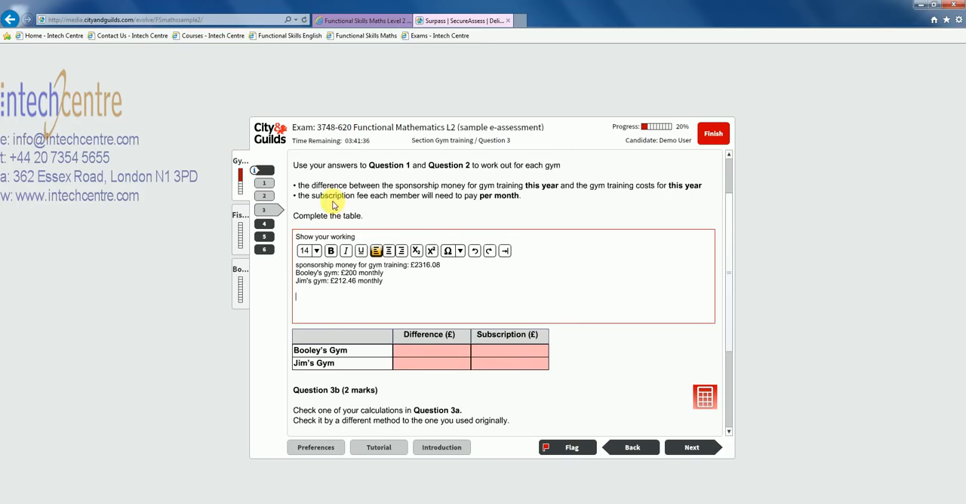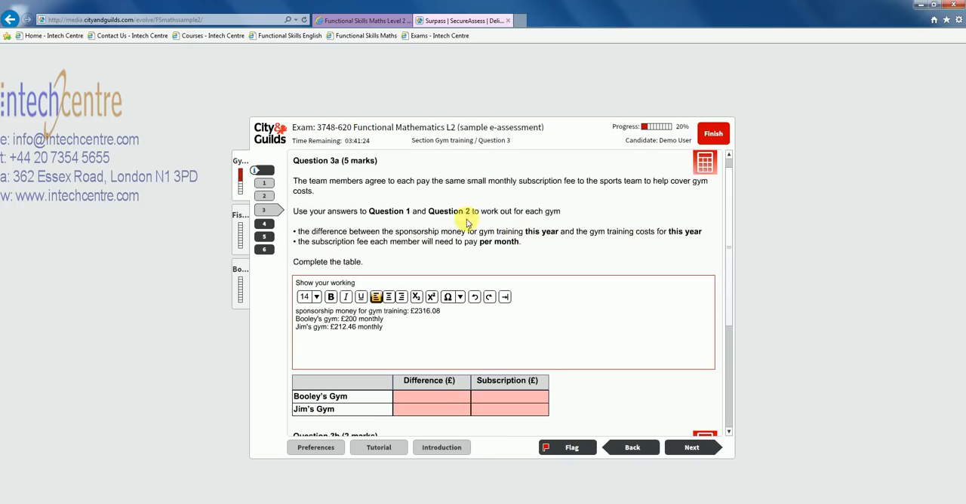So let's read the question again. We need to work out for each gym the difference between the sponsorship money for gym training this year and the gym training costs for this year. The subscription fee each member will need to pay per month. So the team members will pay the difference, a small monthly subscription fee, because of the reduction in the 15% of sponsorship money.